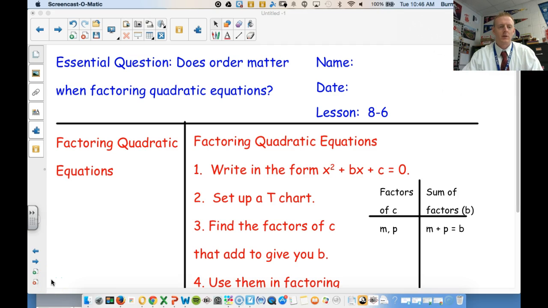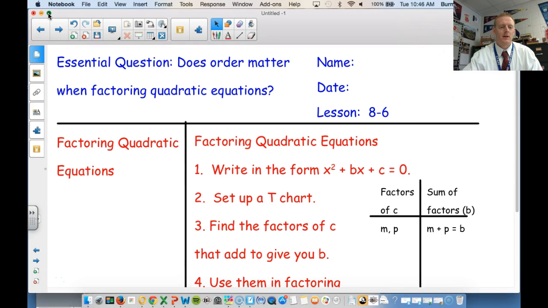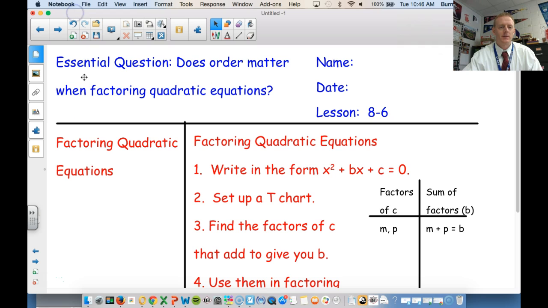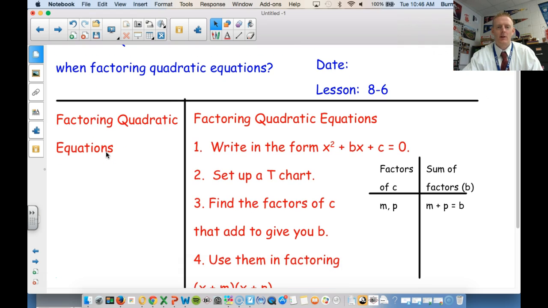Hello, ladies and gentlemen. We're looking at lesson 8.6 today. Lesson 8.6 is all about us being able to factor quadratic equations.